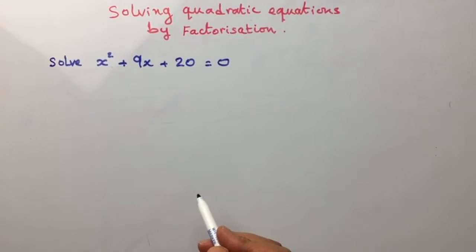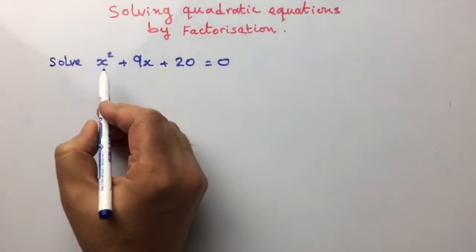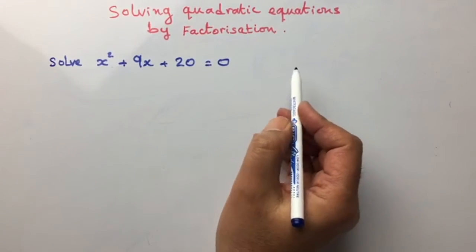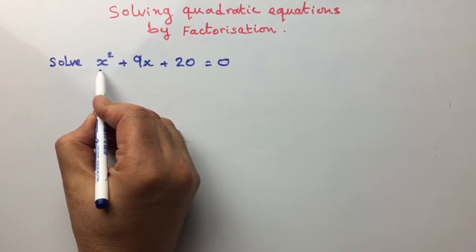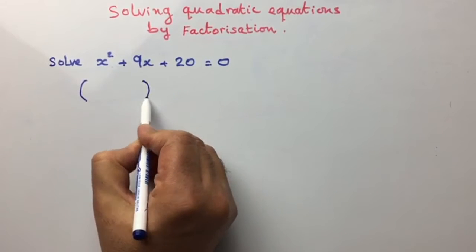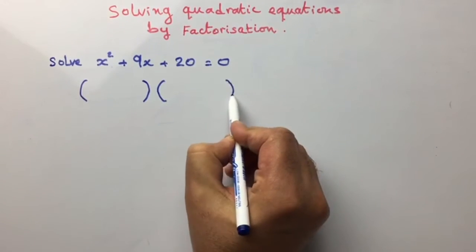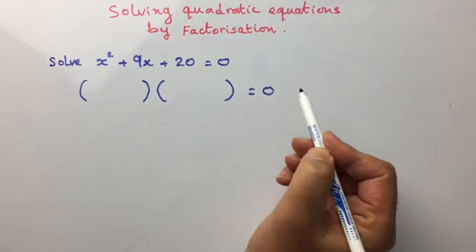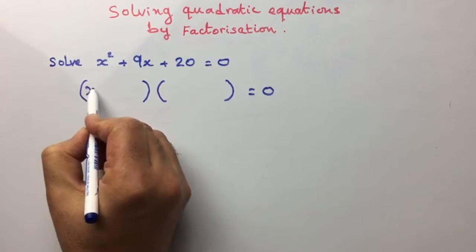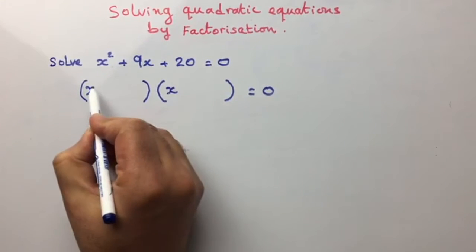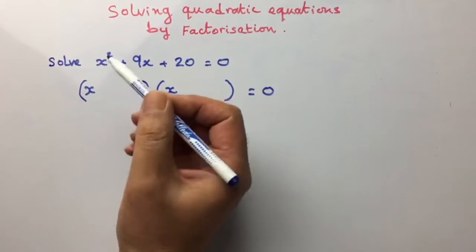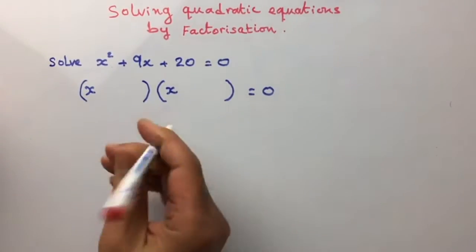So to solve this quadratic equation using the factorization method without a calculator, you have to put this quadratic equation in the form of two brackets like this. Okay, and then you have to put x in each bracket, because when you do x times x, you will get x squared. All right, and then you have to find two numbers.